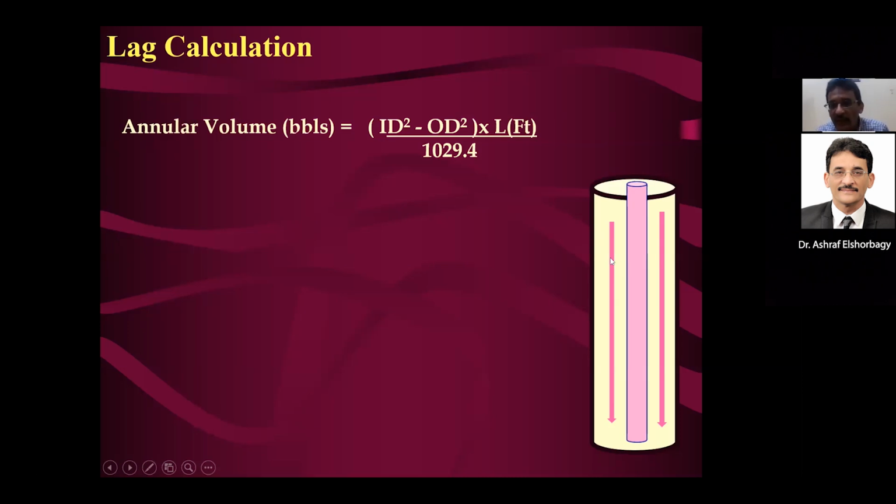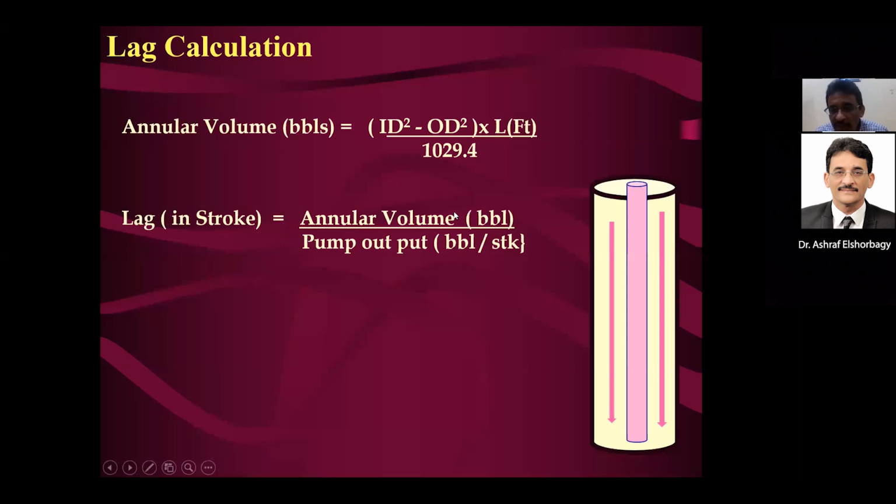How can we calculate the annular volume? From the equation: inner diameter of the hole minus outer diameter of the string, multiplied by the total length, divided by a constant. And from here, we can calculate how many barrels. Say we have 500 barrels of mud here. When the annular volume is divided by the pump output, it gives me what is called the lag stroke.